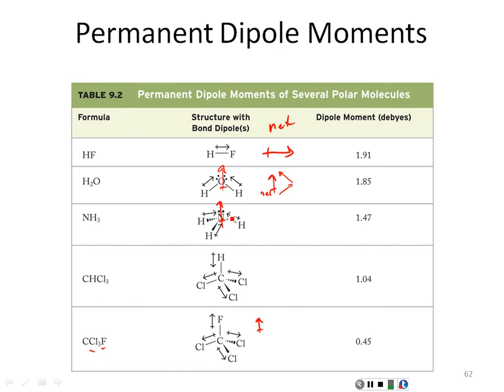If we look at CHCl3, the chlorines will give you a slight dipole towards the bottom of this molecule. And the hydrogen-carbon bond is also pointing that direction, the dipole. So your net dipole would be going down through the center of the carbon.